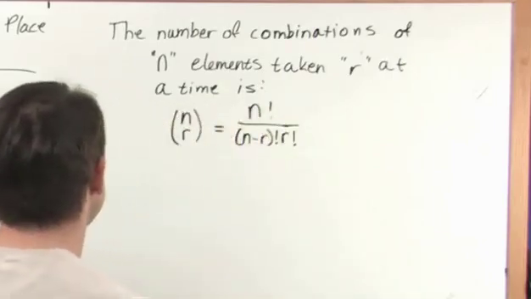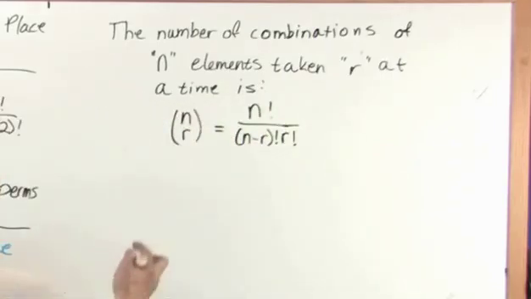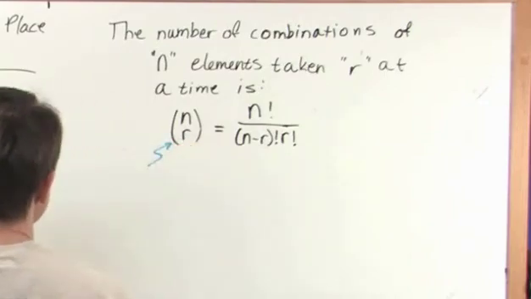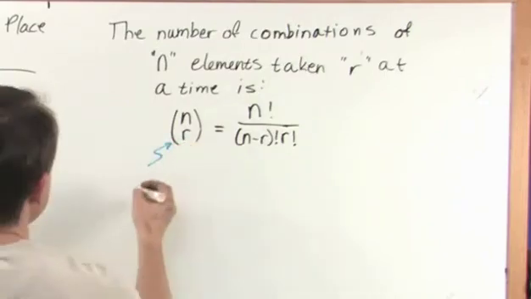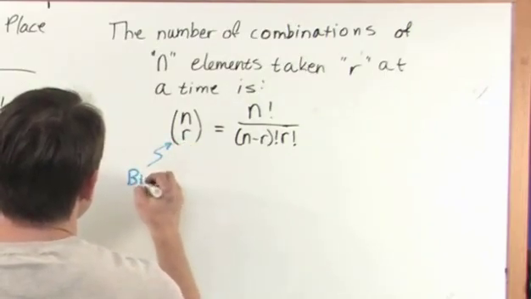There are a couple of additional things I want to tell you about this. You'll probably see this in your book, so I'm going to write it down for you just in case you do. This is really called a binomial coefficient.